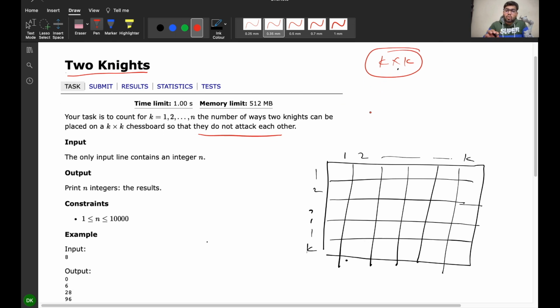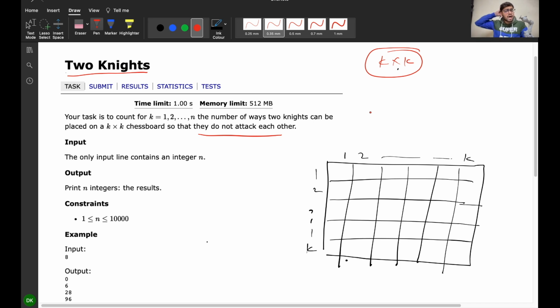Okay, so what can we do? My approach is that we first calculate the total number of ways to place the two knights on the chessboard. After that, I will also find how many ways the two knights attack each other. Then we take the difference of the two, and that would be my answer for the particular case.